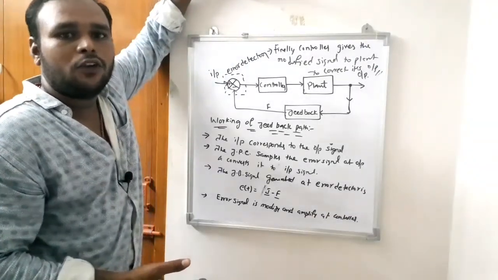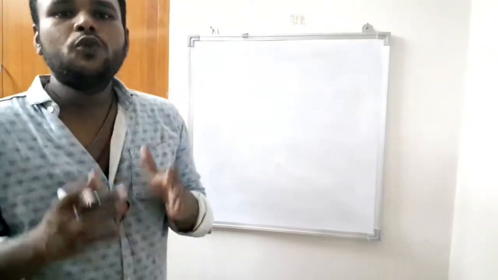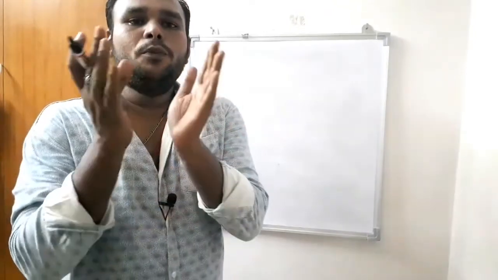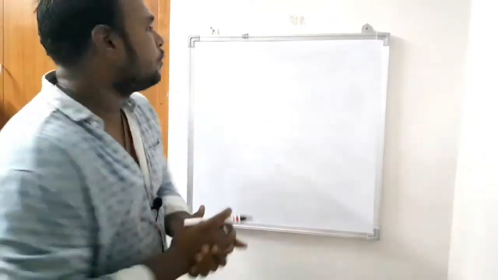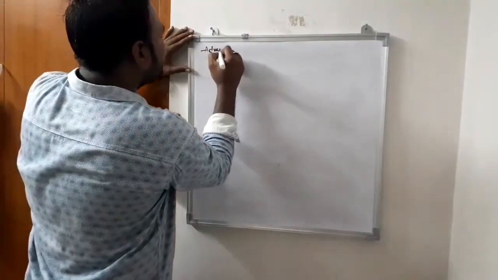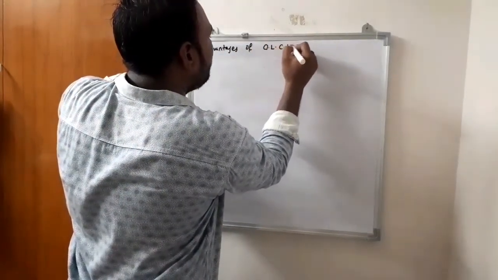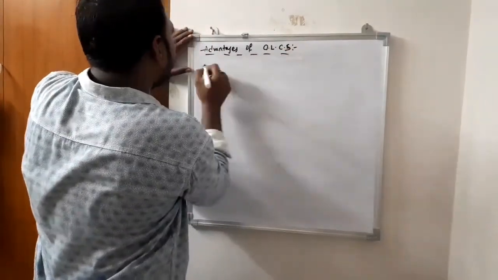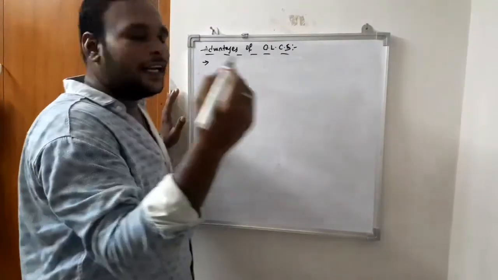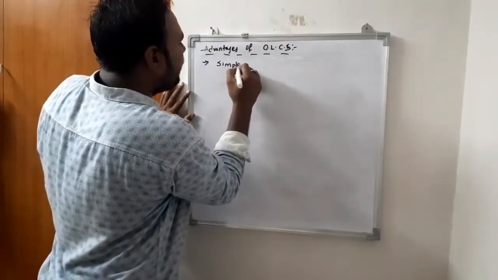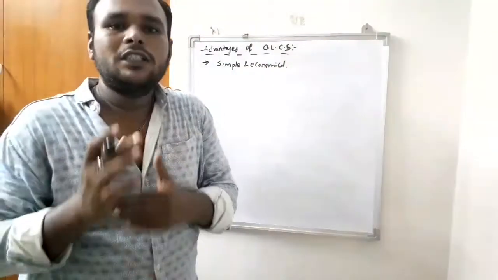Next we are going to see the advantages and disadvantages of the open loop and closed loop control systems. First of all, we are going to see the advantages of the open loop control system. The first point is that it is simple and economical. The open loop control system is simple and economical.